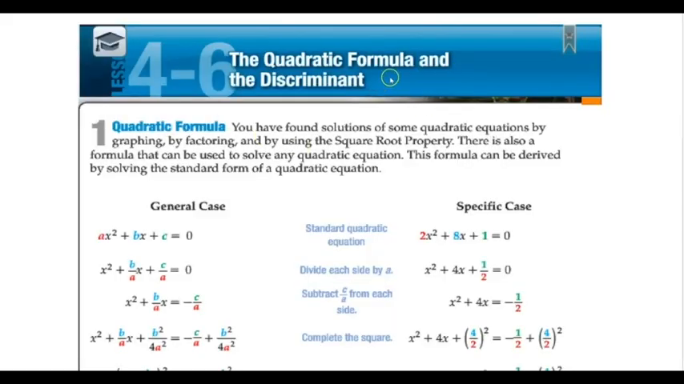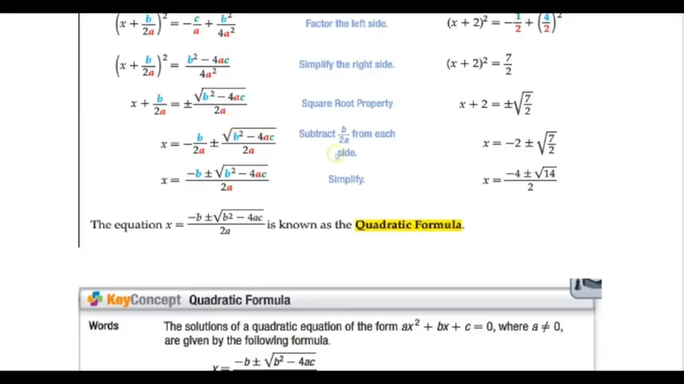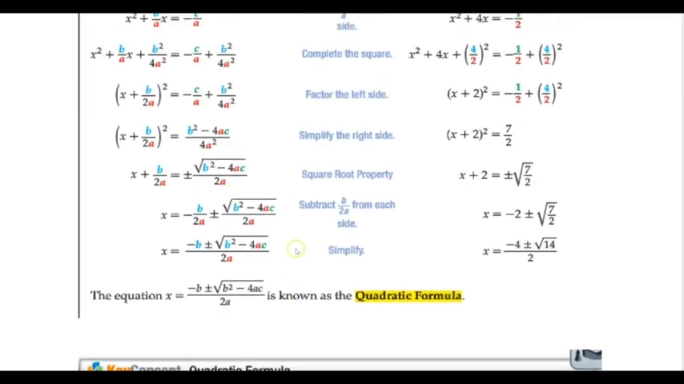The quadratic formula. This lesson is all about using probably most people's favorite way of solving a quadratic equation. That's using the quadratic formula. And you guys have probably all seen the quadratic formula from Algebra 1. It's x equals negative b plus or minus the square root of b squared minus 4ac, all over 2a. That whole thing. Let's talk about where it comes from, though, because it's actually fairly obvious.